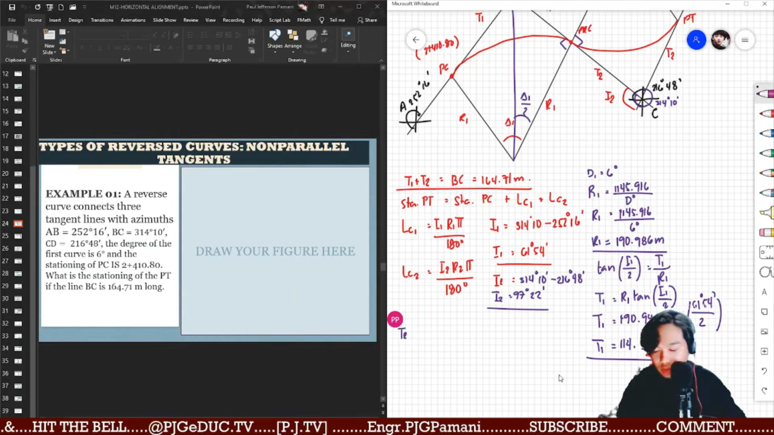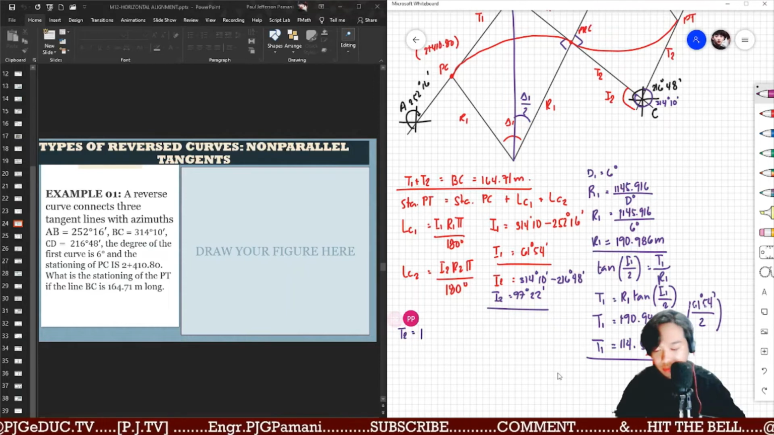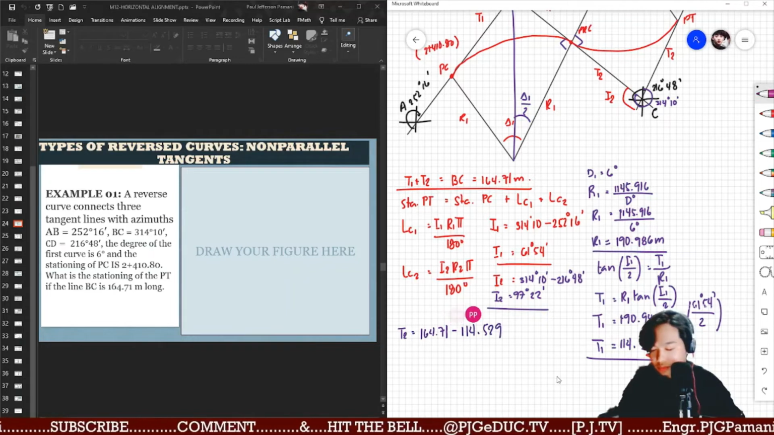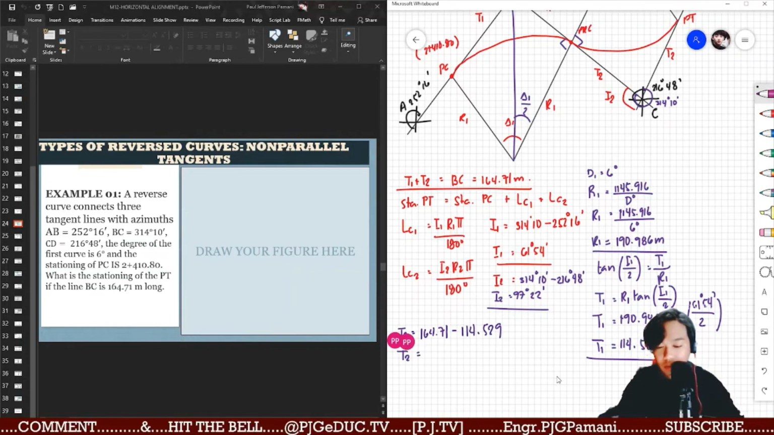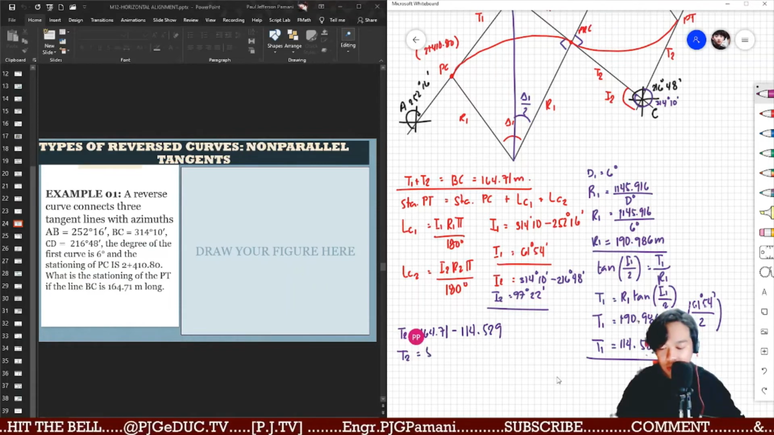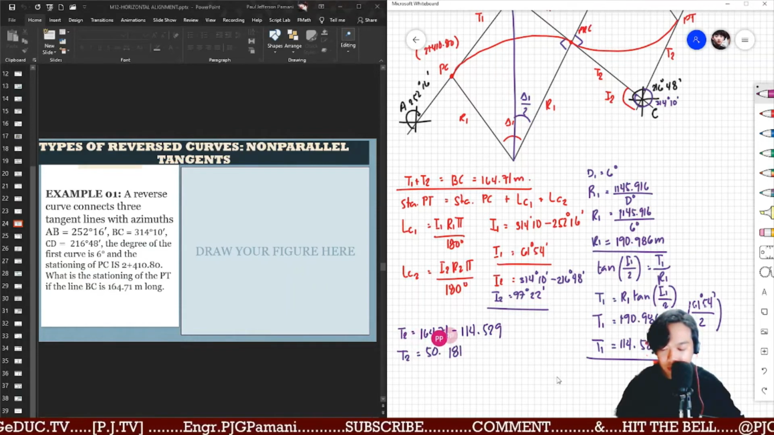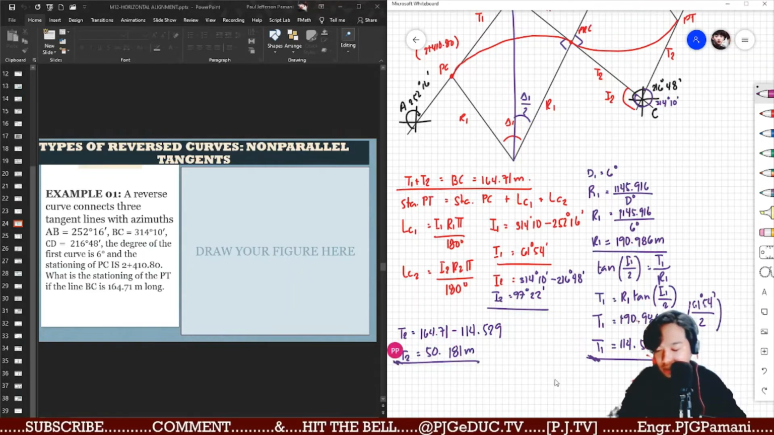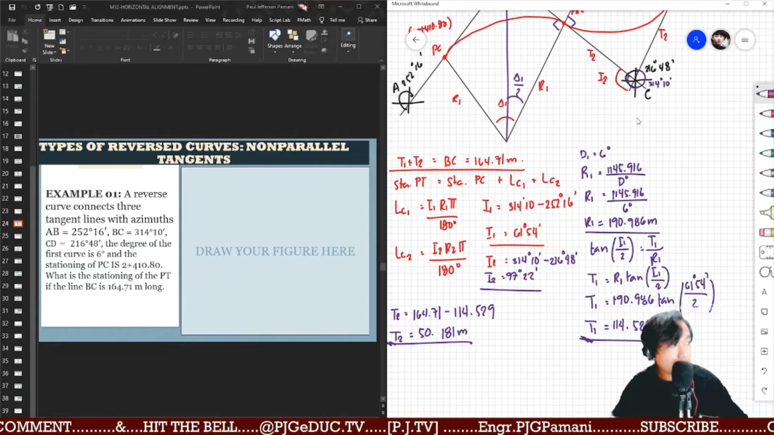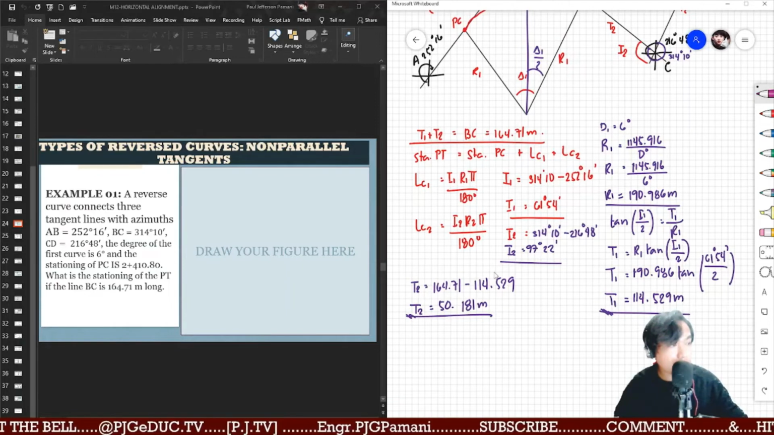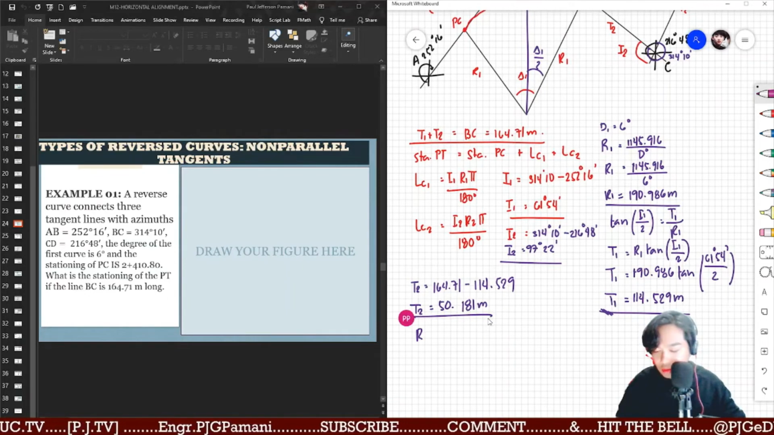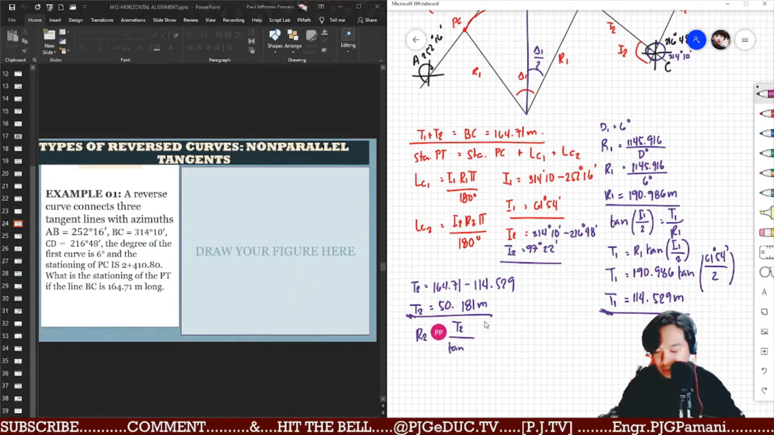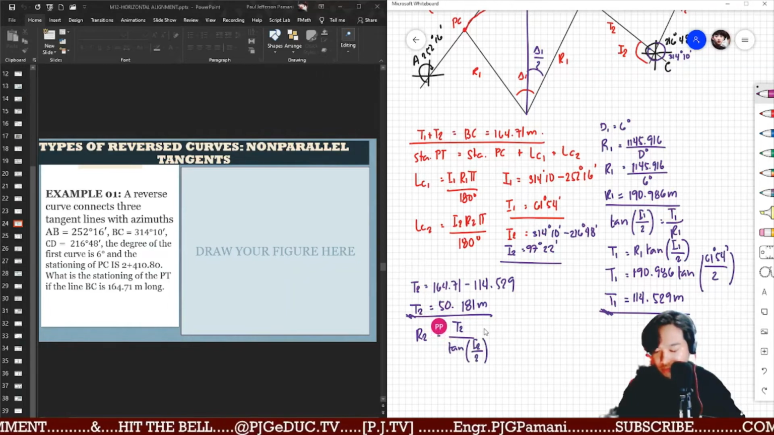So T2 is simply 164.71 minus T1, which is 114.529. Okay? T2 is now equal to 50.181 meters. Both tangent distances are now computed, but not yet the radius of the second curve. That is all we lack in LC1 and LC2. So the radius of the second curve is simply T2 over tangent of the angle of intersection of the second curve over 2.